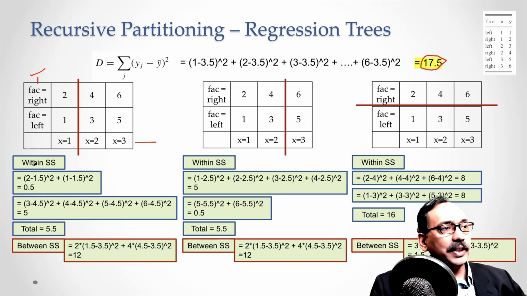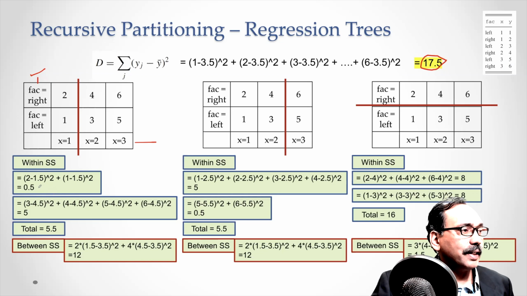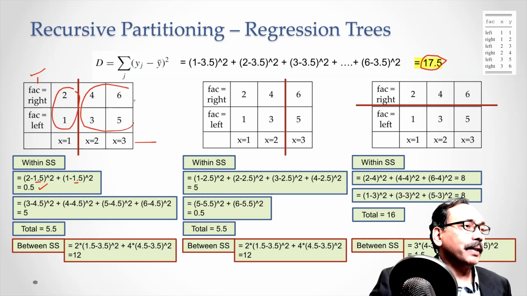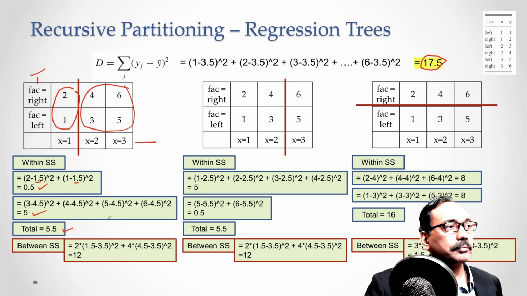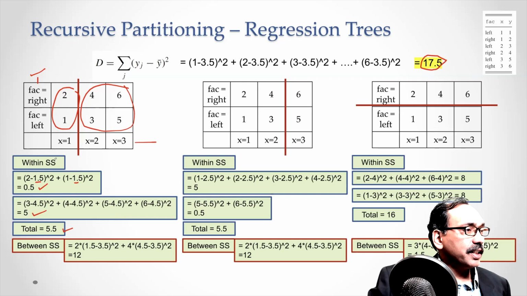If you calculate, using the formula I showed you, the within sum of squares for the first part, it gives you 0.5, because you find the average, which is 1.5, and then you subtract, 2 minus 1.5 and 1 minus 1.5, square, add, and you get 0.5. You repeat the same thing with the second part and you get a value of 5. The total is 5.5. We have to partition in such a way that this total goes down, because that's the within sum of squares.